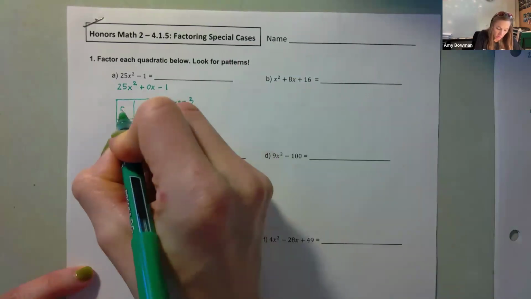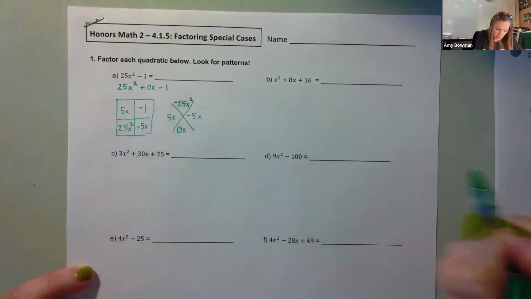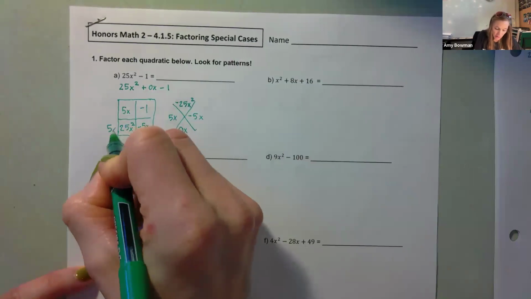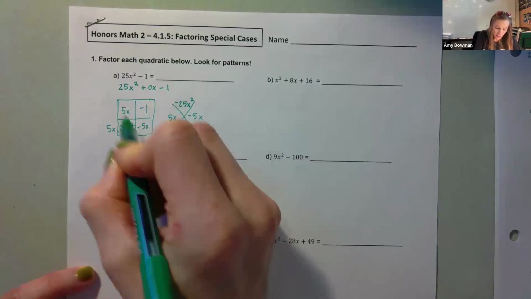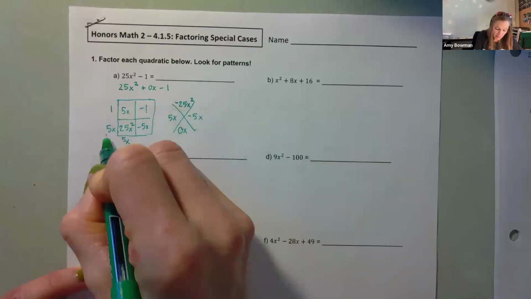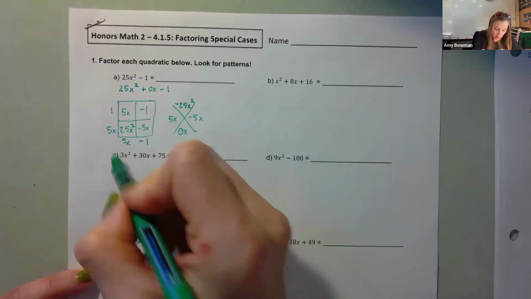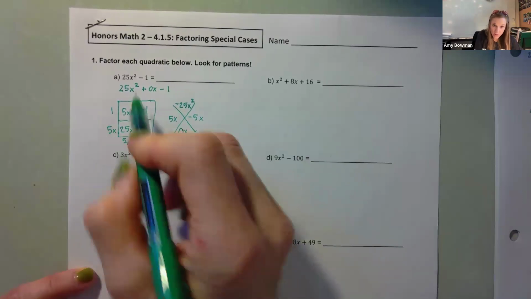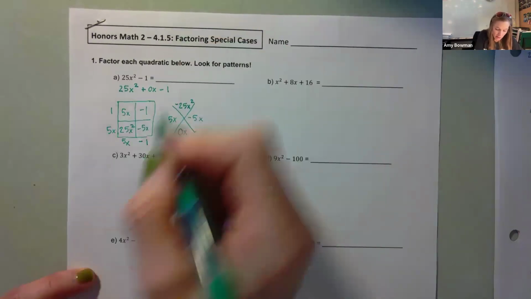So when we plug those into our area model, we've got 5x times 5x to get 25x squared. 5x times 1 is 5x, and 5x times -1 is -5x. So now we've got our factored version of this quadratic, which is 5x plus 1 times 5x minus 1.